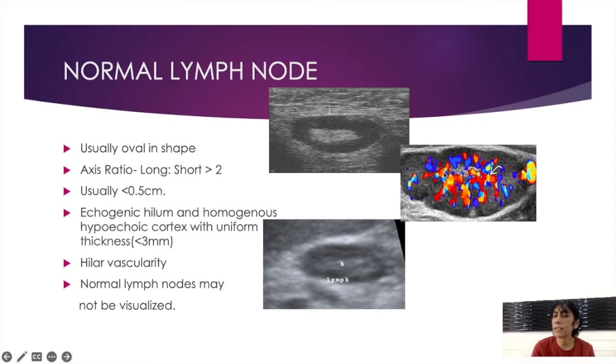Vascularity is primarily seen in the central or the hilar region, not in the peripheral portions or in the cortical region. Right, and normal lymph nodes very often may not be visualized. Usually you will require a high frequency linear probe for the superficial lymph nodes, and for the deeper lymph nodes you may be able to see them with the normal convex probe.